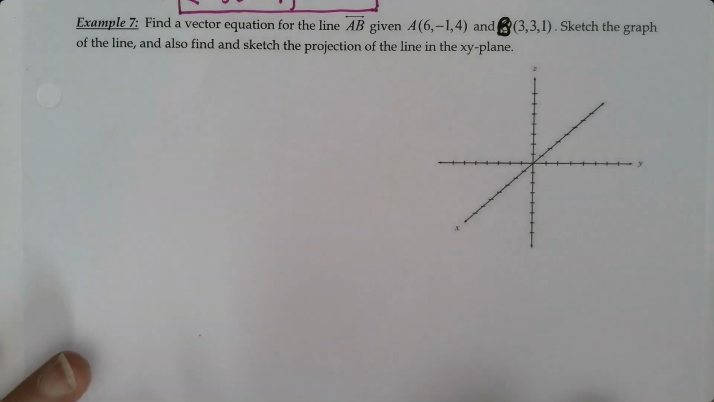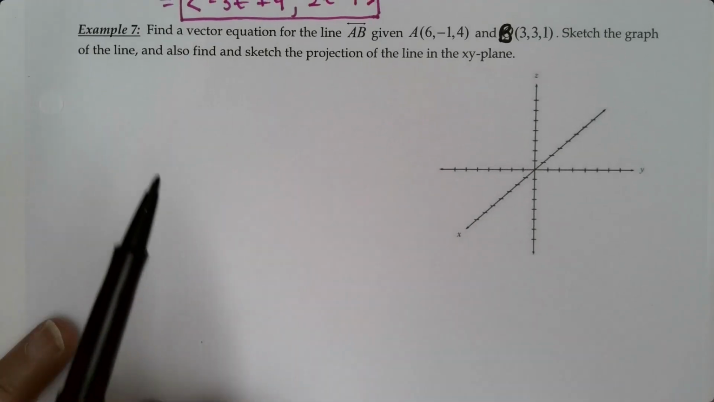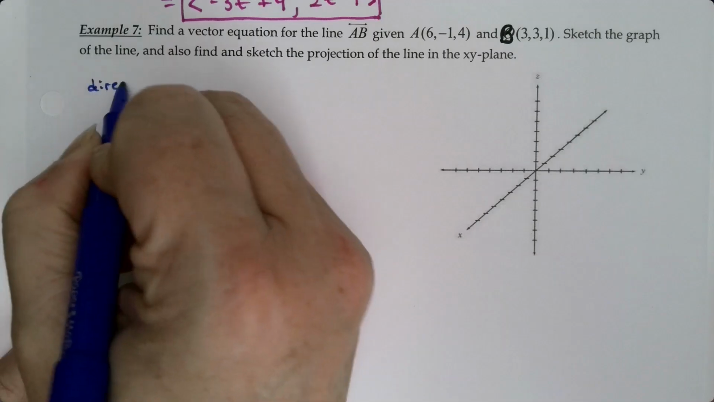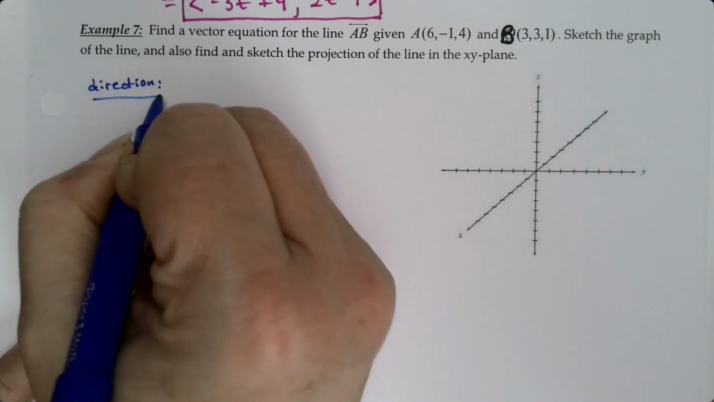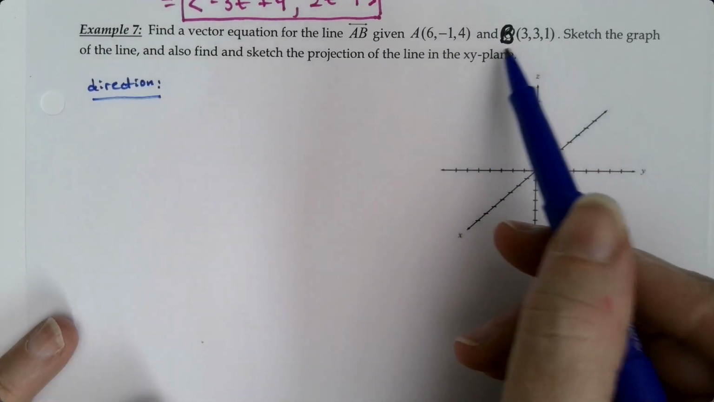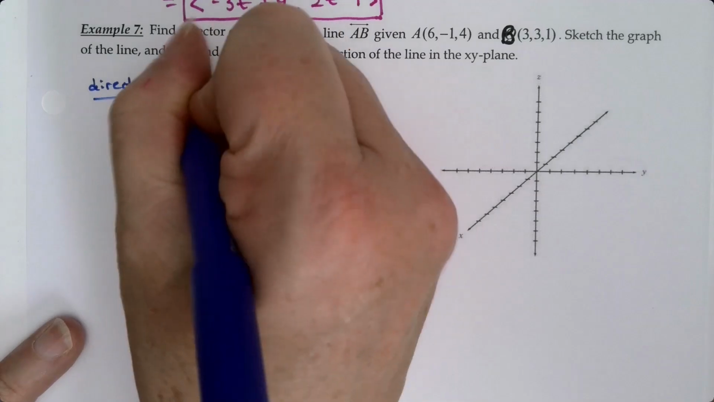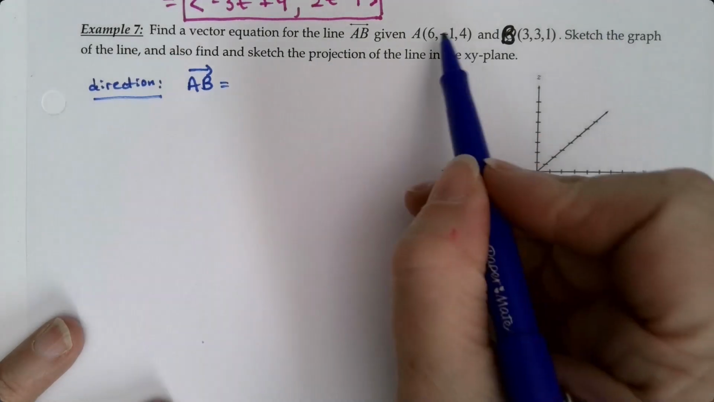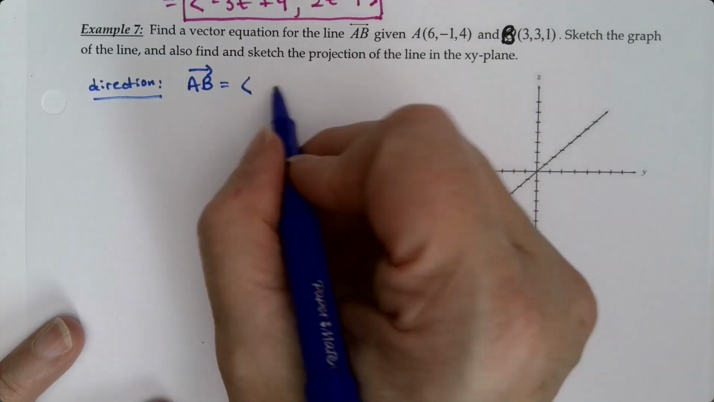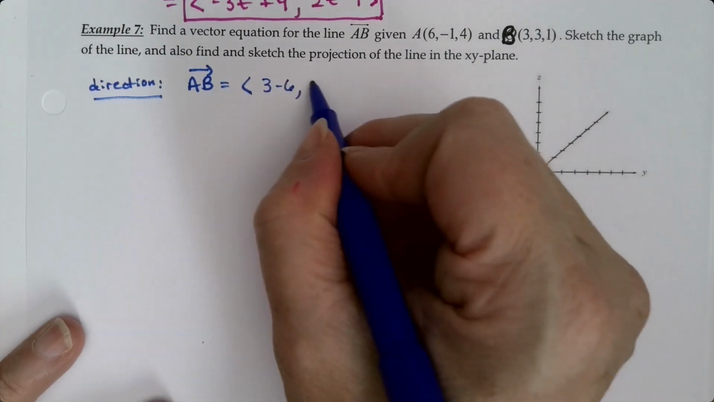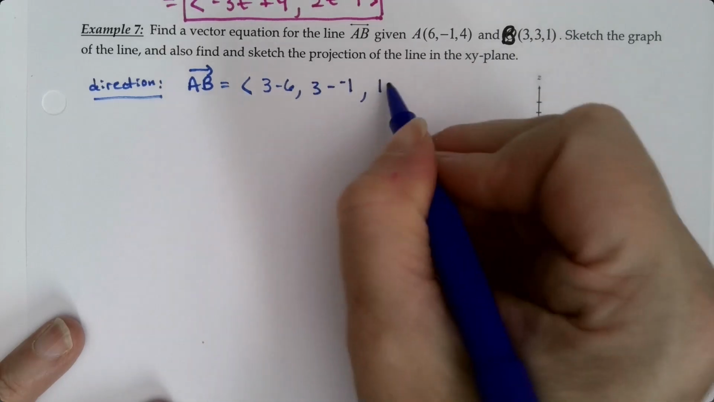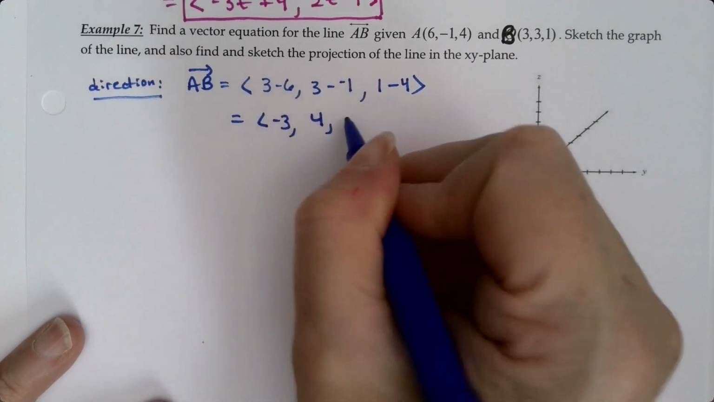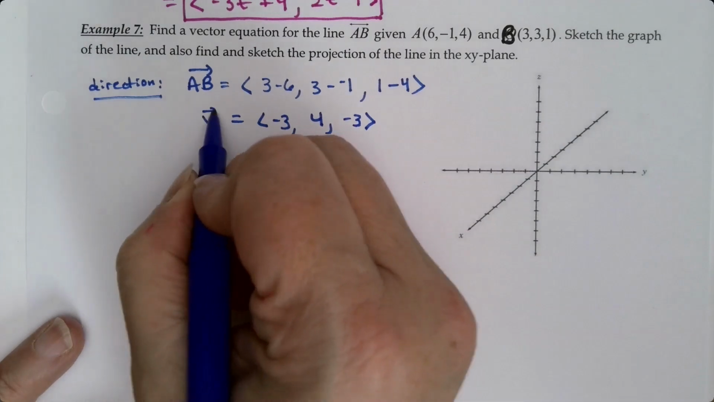So of course the first thing we want to do to find the vector equation will be to find the direction vector. That's the first thing we need. You could do it either way, A to B or B to A. It doesn't really make any difference, as we saw in the previous problem. So AB would be terminal minus initial. So 3 take away 6, 3 take away -1, and 1 take away 4. So that's (-3, 4, -3). That's our direction vector, V.